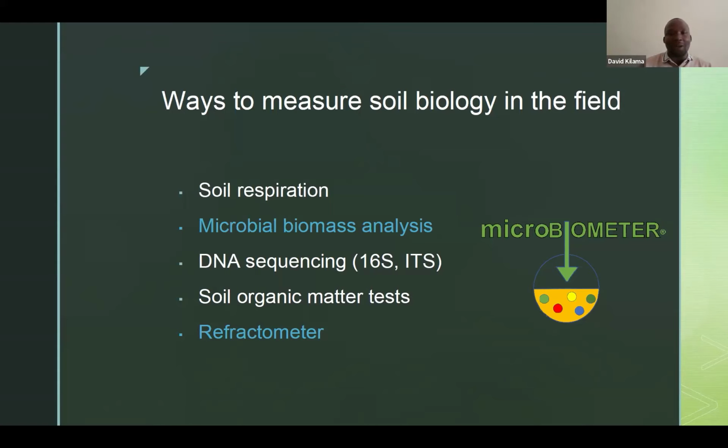Then one of the complex ones is called DNA sequencing. This is more of a genetics analysis. This one helps you to classify the microbiome profile within your soil. Here it is more specific. It can help you to analyze how much dominance there is of bacteria and archaea in the soil, and also the fungi. They use the ITS method, and the 16S is for bacteria majorly, and ITS is for fungi.